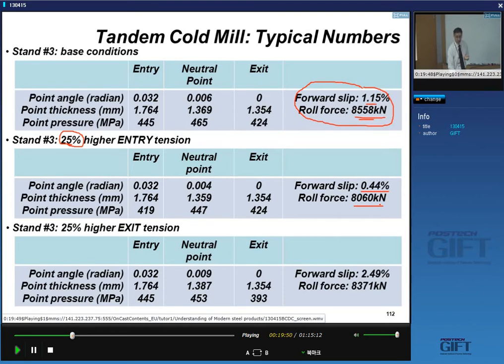Because you're not touching anything to the exit thickness of your strip, right? If I do 25% higher exit tension, now I'm pulling the strip, what I see is, again, a reduction of the roll force, but because I'm pulling forward, I get a large increase in the forward slip.